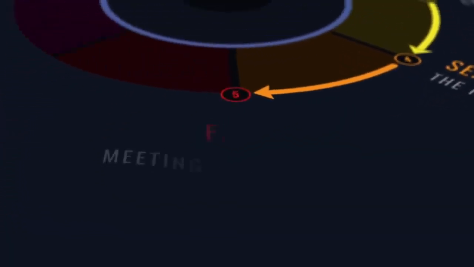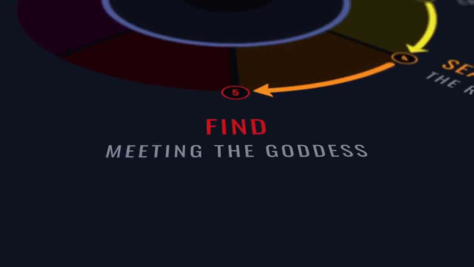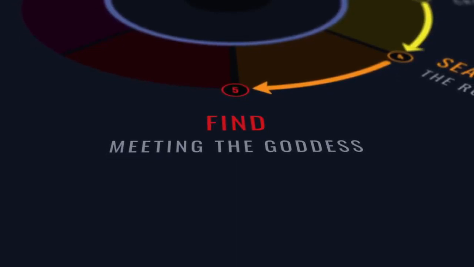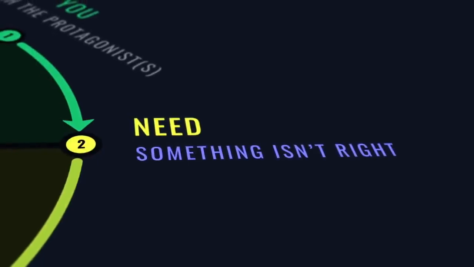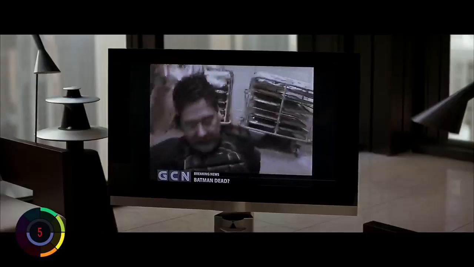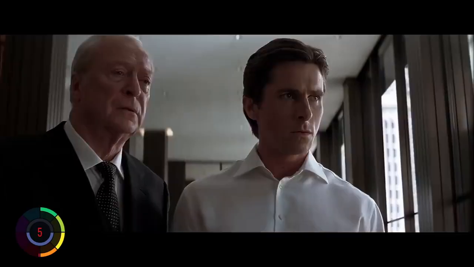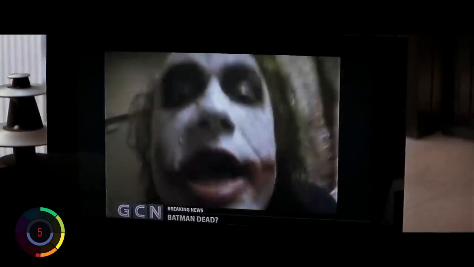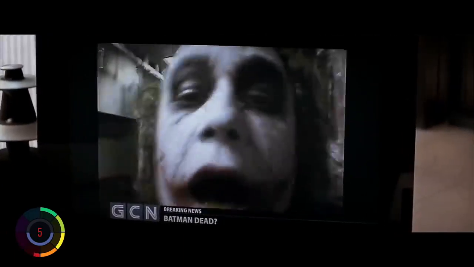Step 5, find. You find. This step is critical. Here, the protagonist finds what they were looking for in step 2, but it doesn't quite go the way they expected. In fact, things go sideways. Batman must take off his mask and turn himself in. Oh, and every day he doesn't, people will die.